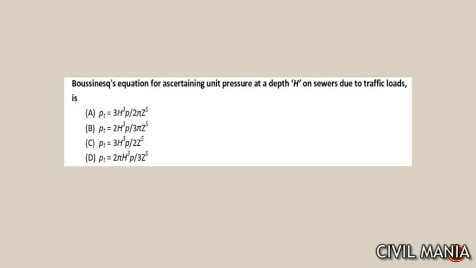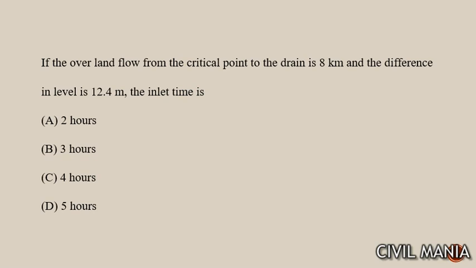Next question is, the formula will be PT is equal to 3HQP divided by 2 pi z to the power of 5. Next question is, if the overland flow from the critical point to the drain is 8 km and the difference in its level is 12.4, the inlet time will be 4 hours.